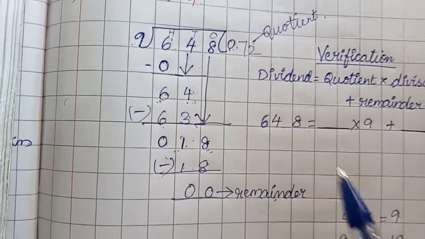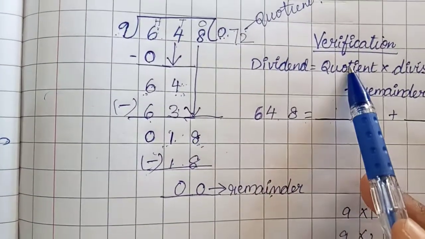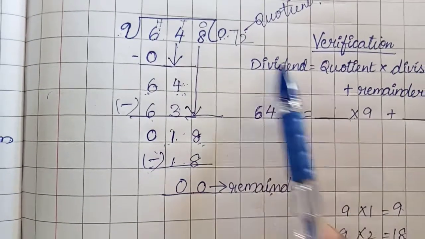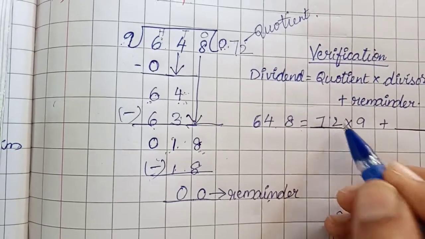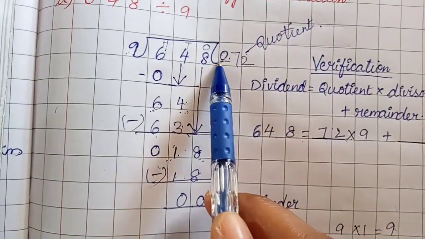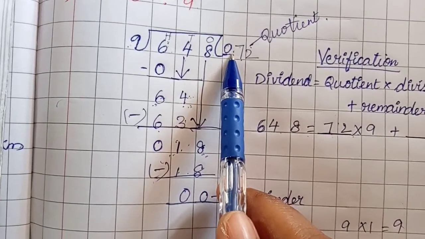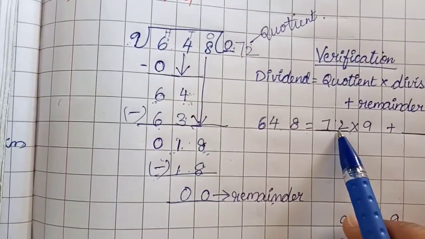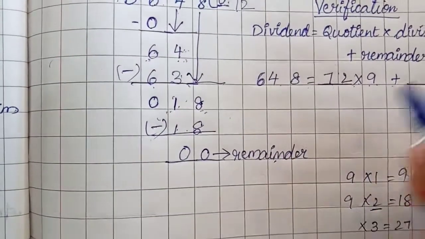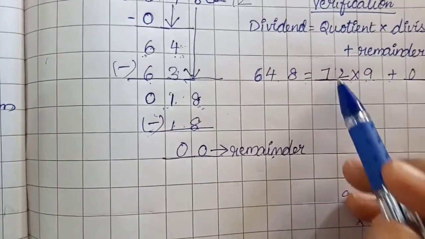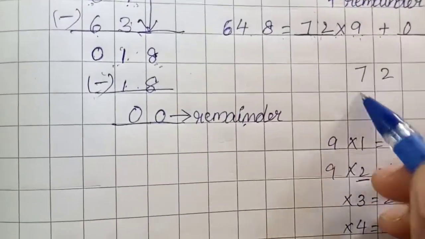And you know this is dividend and this is divisor. Now we will do the verification part. In the verification part we have to write the quotient here. No, what is the quotient? 72. 072, meaning children, 72. We don't need to consider this 0. Okay, the 0 that comes on the left side, we don't need to consider it. 72 multiplied by 9 plus remainder. Remainder is, we got 0.